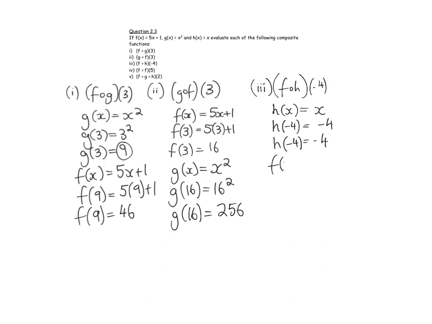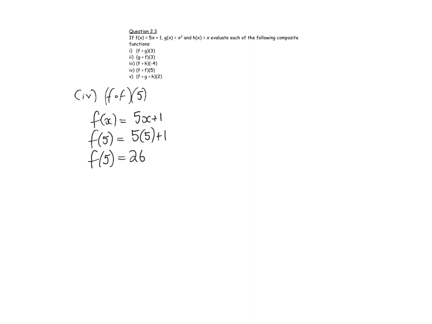Then we have to do f(x), and f(x) is equal to 5x + 1. And we have f(-4) is going to be 5 times -4 plus 1. So f(-4) is going to be -19.